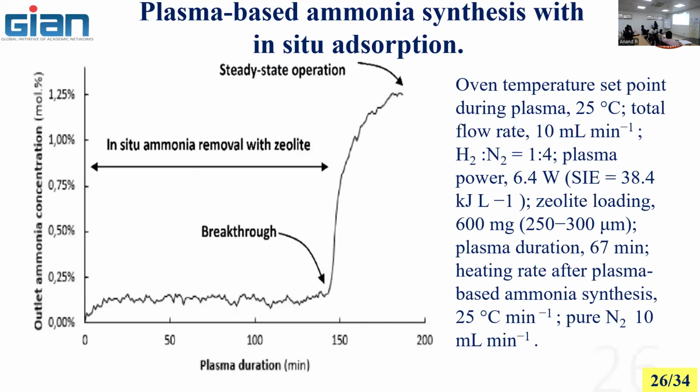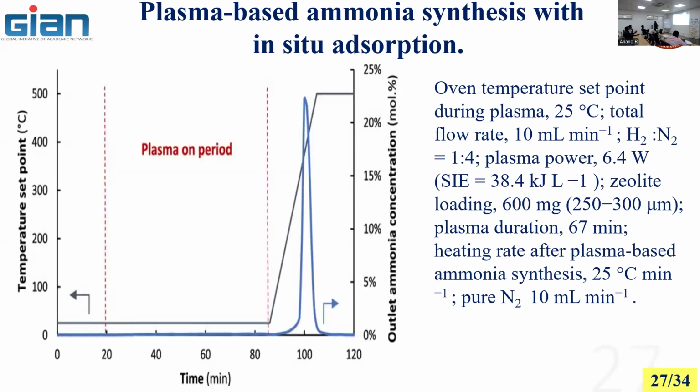So there are different calculations you need to do for chemical energy, reaction rate, or chemical kinetics. Here they use a hydrogen to nitrogen ratio of 1:4, right? And a certain plasma power. Then they found the best rate at which the ammonia can be formed by using zero-order kinetics.